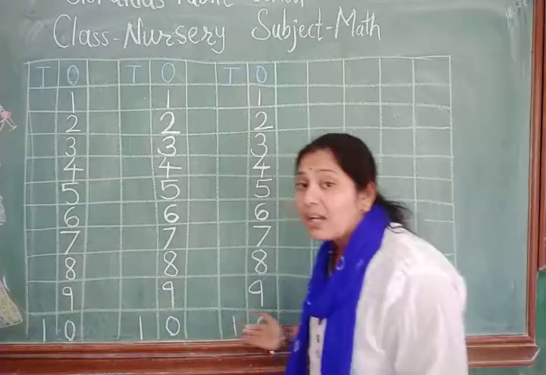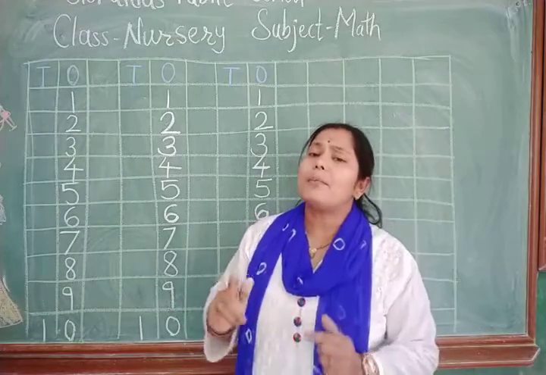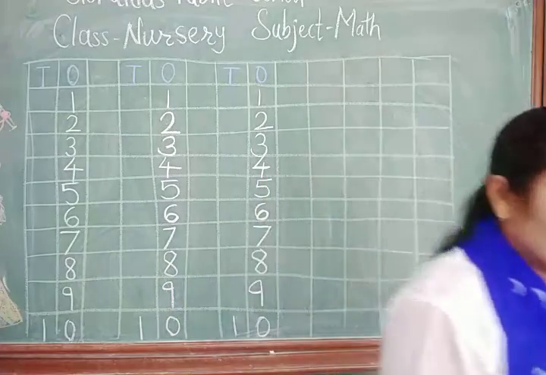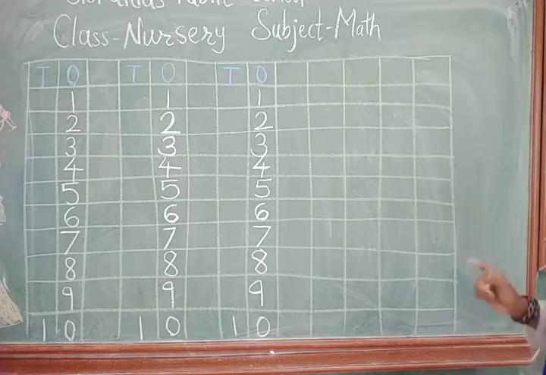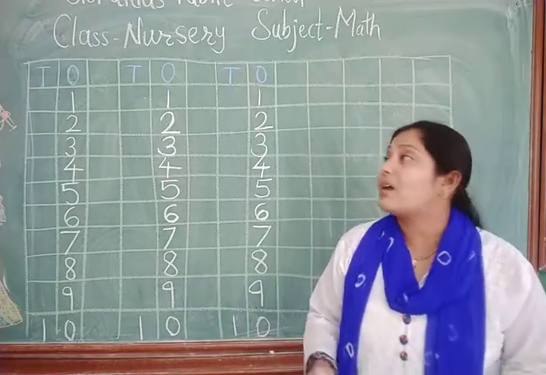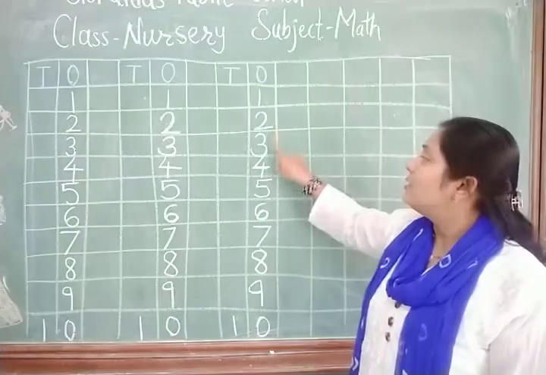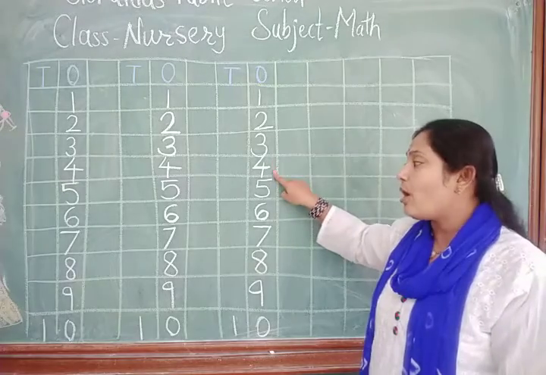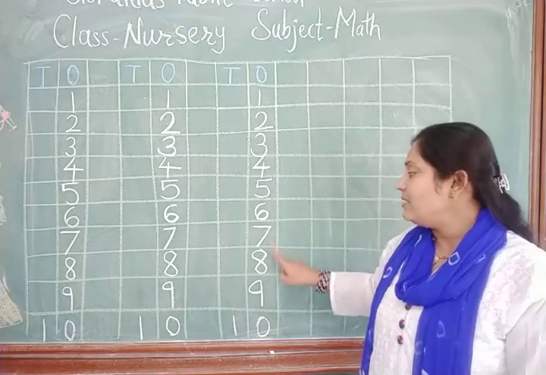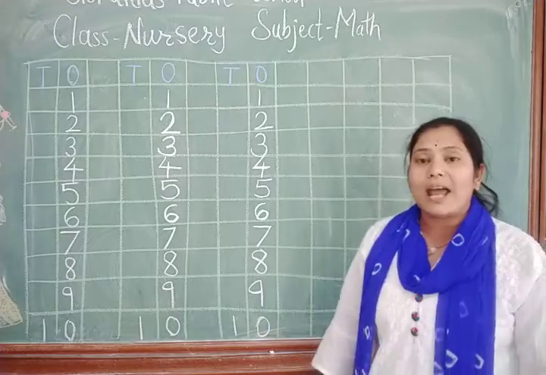This is your revision. Numbers from 1 to 10. Again and again repeat numbers from 1 to 10. And kids, your oral work. Your oral work is numbers 1 to 20. So learn with me. 1, 2, 3, 4, 5, 6, 7, 8, 9, 1, 0, 10.